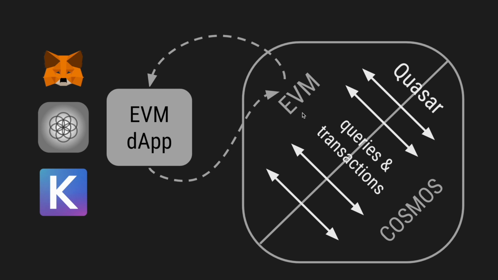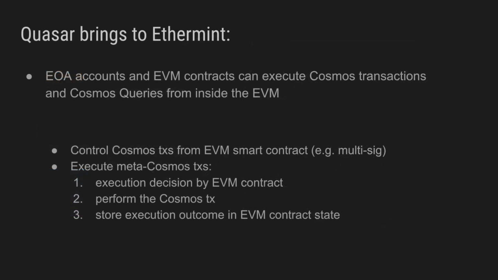You cannot make a governance proposal from a smart contract. You cannot stake or delegate from a multi-sig. But Quasar makes all of this possible. Quasar allows the EVM to have access to both Cosmos transactions and queries through a Cosmos SDK precompile that we will call the Quasar precompile. And both externally owned accounts and EVM contracts can use the Quasar precompile.